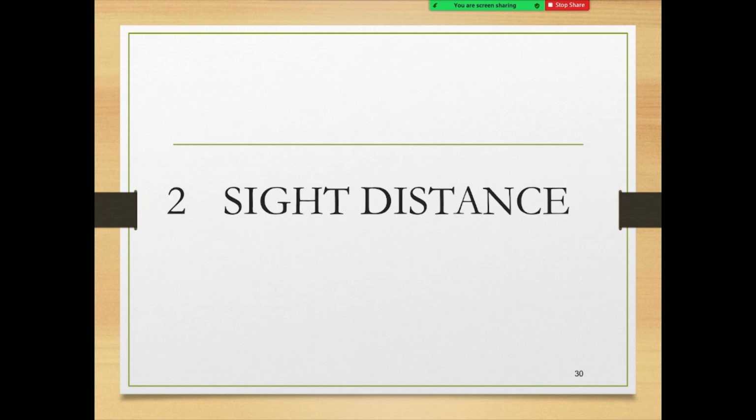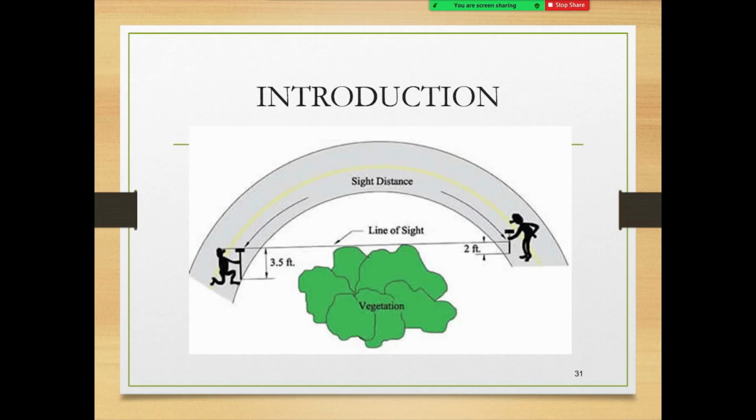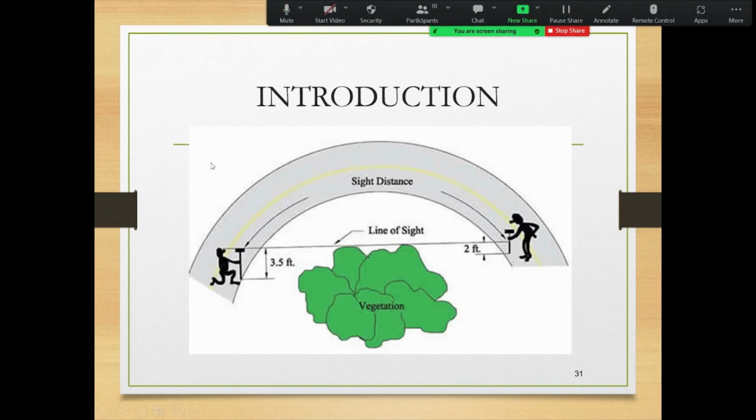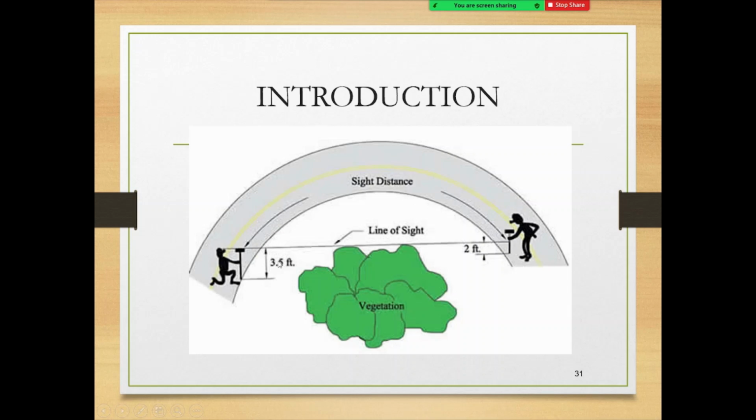Then we have to discuss side distance. So what do you mean by side distance? Side distance is, you see, the distance that is visible for a driver in front of him, like this. Now if this vegetation came here, what will happen to this line of sight? It will be reduced. If the vegetation is here, the line of sight will be very much restricted.